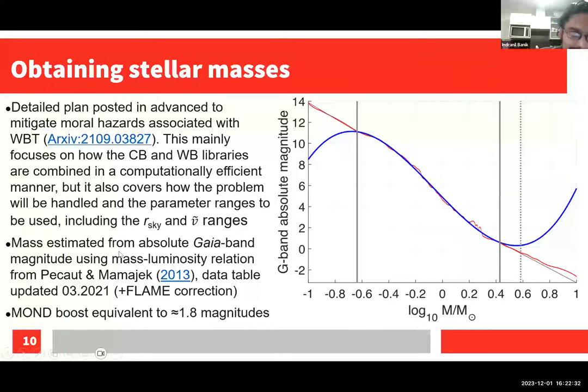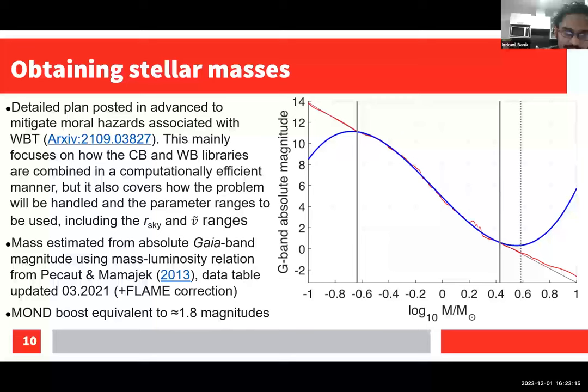So regarding the stellar masses, these are obtained from the absolute Gaia G-band magnitude, using the Pecaut and Mamajek 2013 mass-luminosity relation. But those authors have updated their data table more recently, so we were using the version from March 2021. We also applied a correction to the masses obtained in this way, based on the relatively modest proportion of the stars in the sample which have a spectroscopic Gaia mass from the so-called FLAME work package. And that allowed us to adjust the masses slightly and get a more accurate mass estimate.